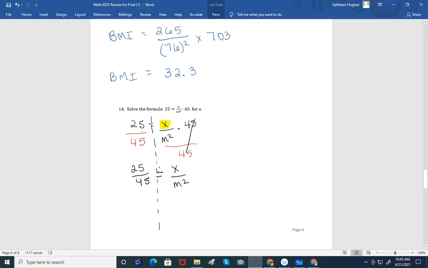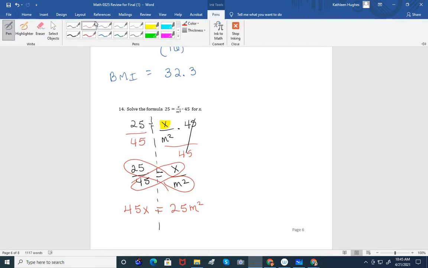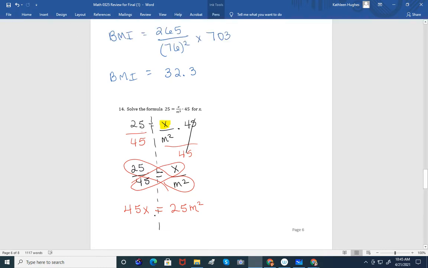We can say 45 times x, that's 45x, equals 25 times m squared. So how do we finish solving for x? Well, we just need to divide by that 45. So if we divide by 45 on both sides, we get x equals 25 over 45 m squared.